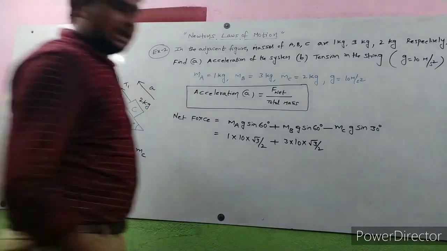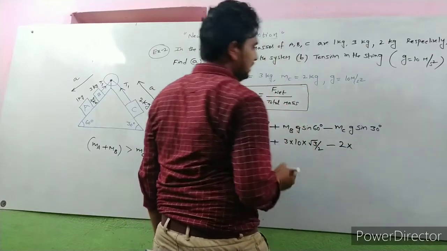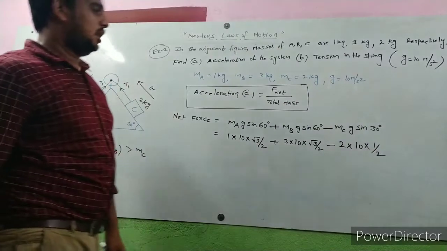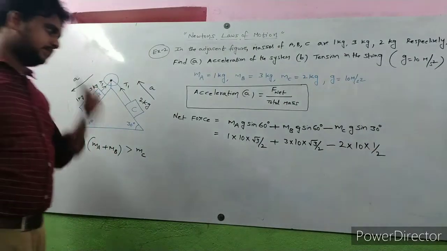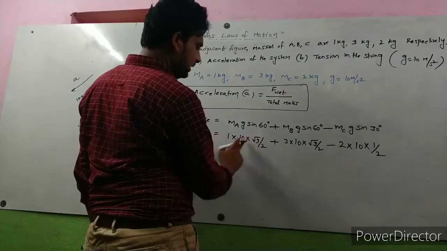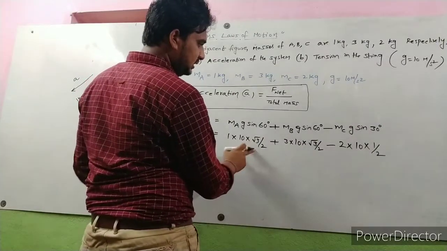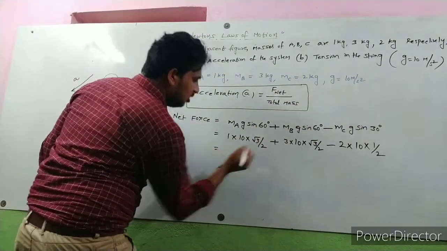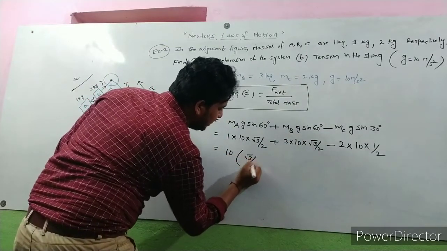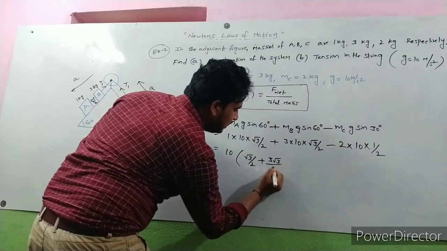Here MC is 2 kg, g value is 10, sin 30 is 1 by 2. So from this, what did we get? Here 10 is there, here 10 root 3 is there, here 10 root 3 is there, 10 root 3 by 2. In all of these, 10 is common, so here we got root 3 by 2. Here also 3 root 3 by 2.